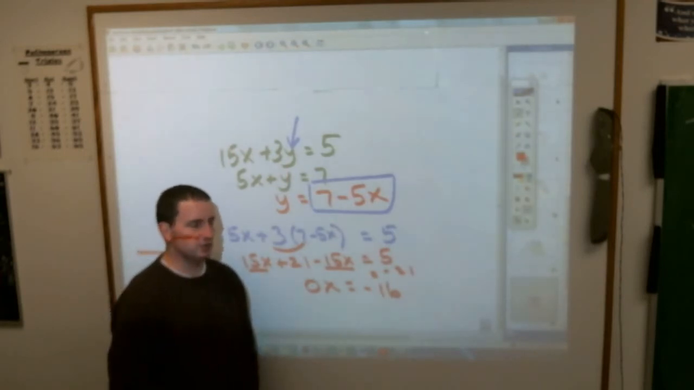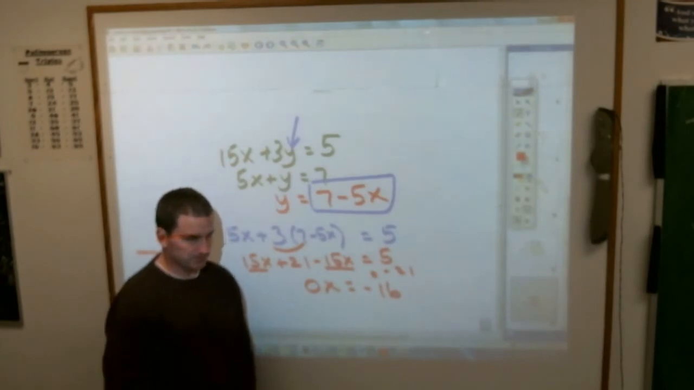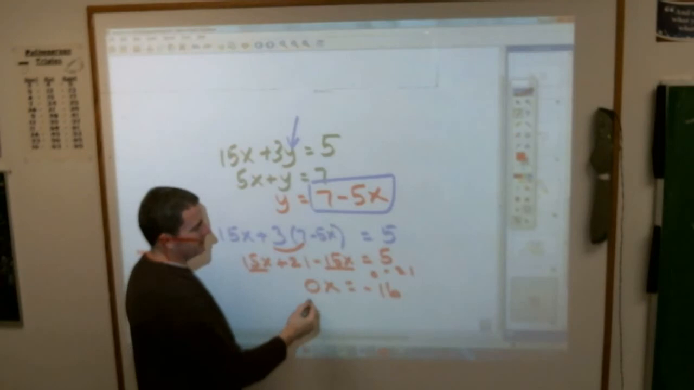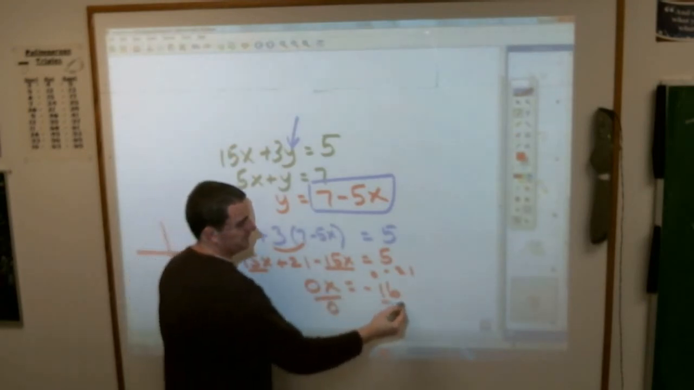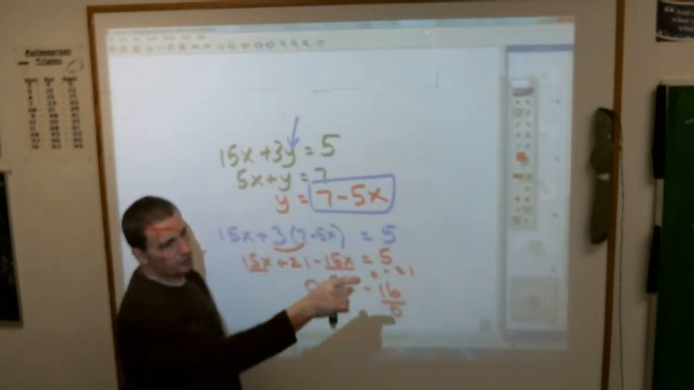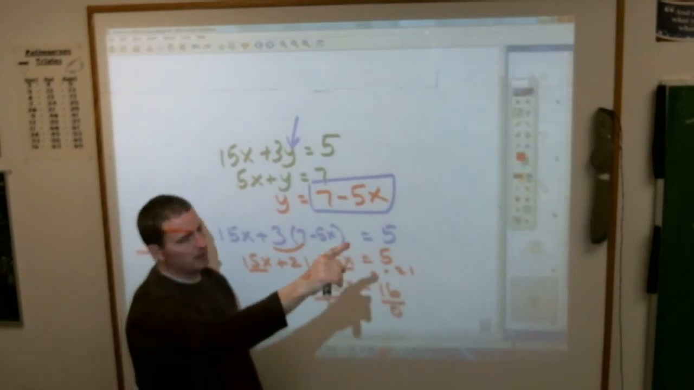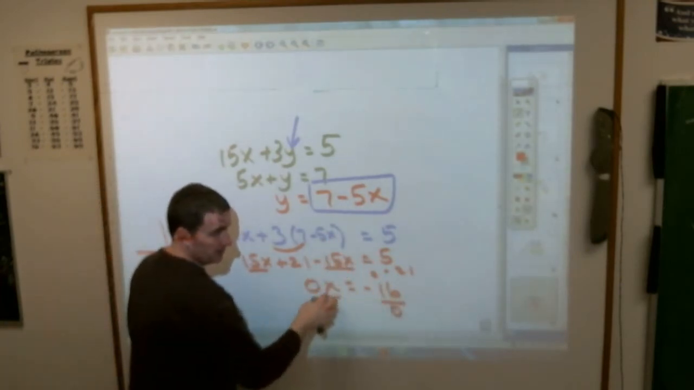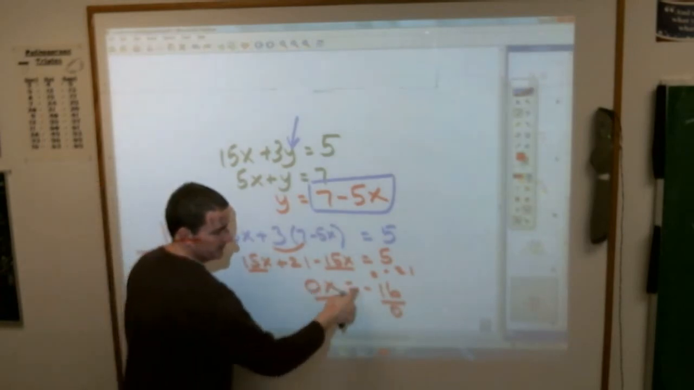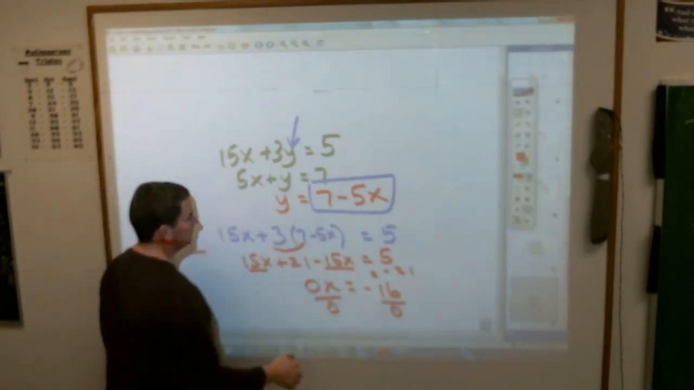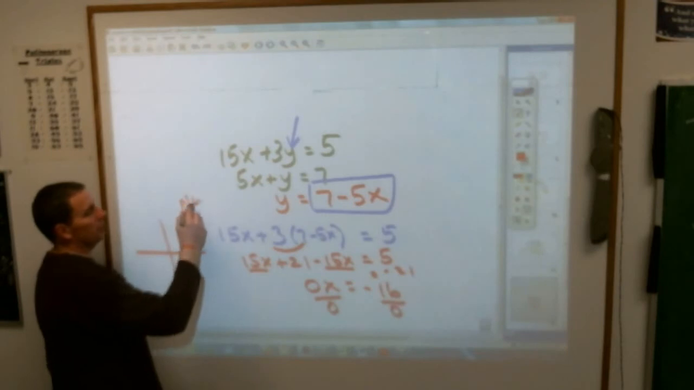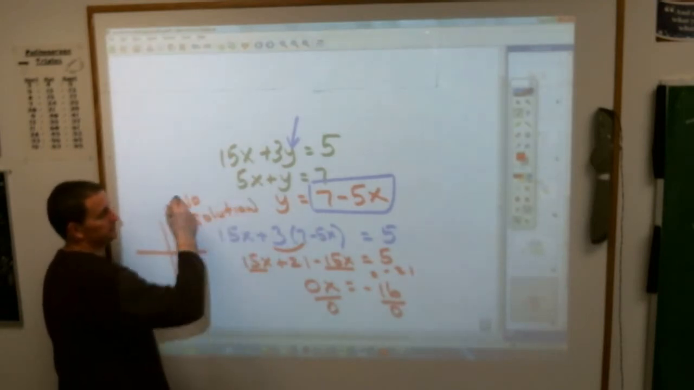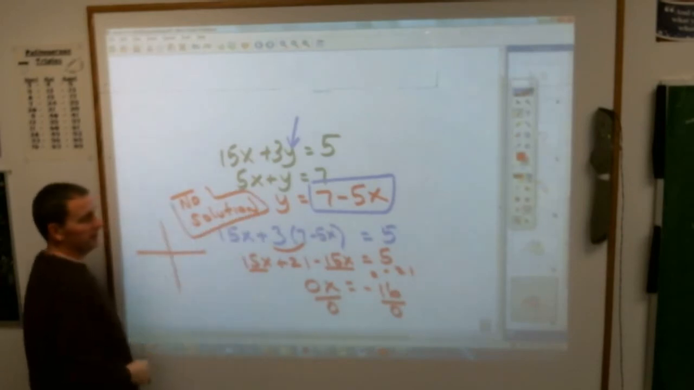0 times 1 is 0. And here's the way to think about it. In order to get rid of the 0 in front of the x, you'd have to divide by 0, and cardinal rule number 1 up there is, thou shalt not divide by 0. You can't divide by 0. As soon as you get to this point, 0x equals some number, this is a no solution graph.